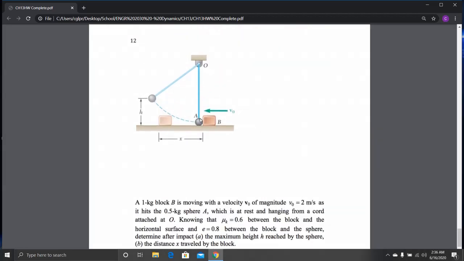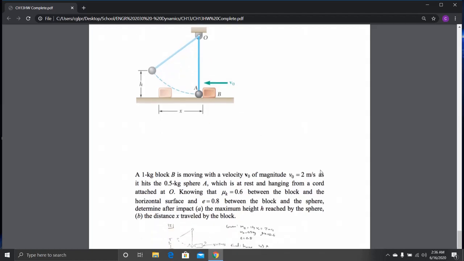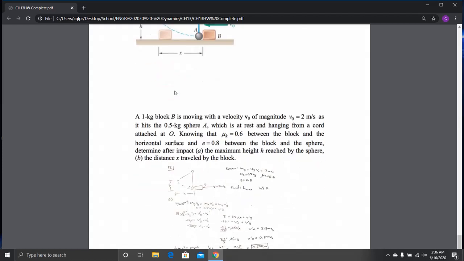For question 12, a ball is connected by a cord. It's struck by a block, which has an initial velocity. Given the masses of the block and the ball, I'm asked to find the height that the ball is going to reach, as well as how far the block is going to travel before coming to a stop. I'm given the constant for the kinetic friction, as well as e.